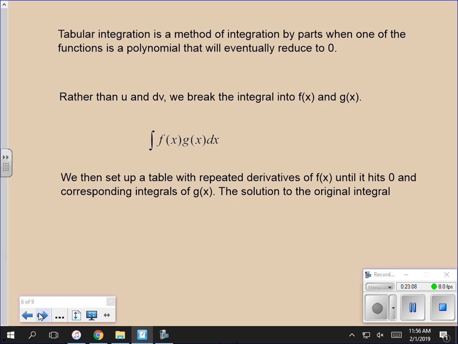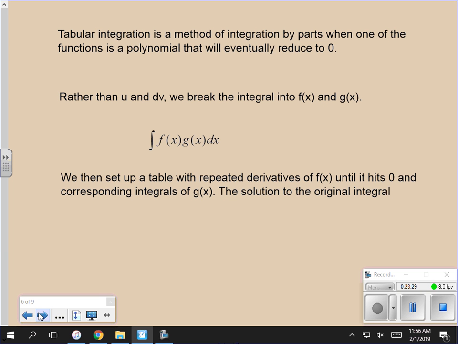And what will happen is if you have a polynomial, third or fourth degree, and let's say your dv is the sine or cosine, then you're going to do a UV substitution for that, and then you're going to do it again, and again, until that polynomial disappears.